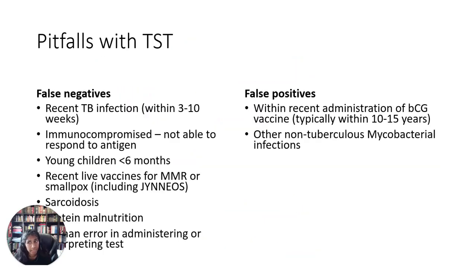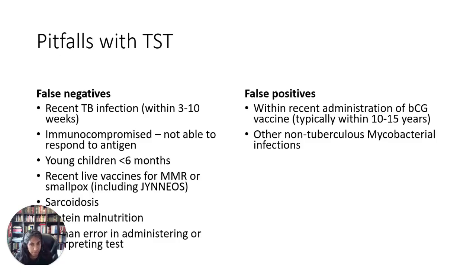So this is not a perfect test. There can be false negatives. We talked about recent TB infection. If someone is immunocompromised, they may not be able to respond to the antigen, and the test may be falsely negative, even though they actually do have TB infection. This test is not helpful in young children who have immature immune systems, such as those under 6 months of age. Recent live vaccines can actually cause a false negative test, and other comorbidities, such as sarcoidosis or protein malnutrition, can also cause a false negative. The other thing about the TST is that it does rely on a human to administer the test and interpret the test. So if there's human error in either of these steps, then that can cause a false negative.